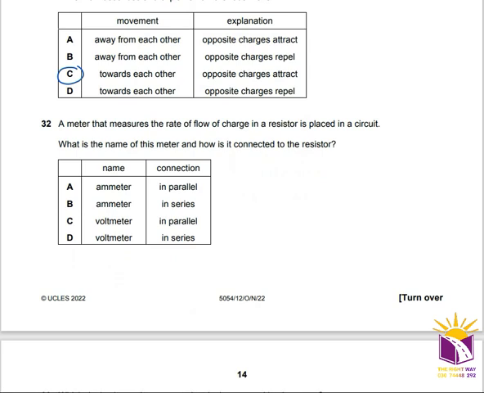A meter that measures the rate of flow of charge in a resistor is placed in a circuit. What is the name of this meter and how is it connected to the resistor? The rate of flow of charge is called current. For the measurement of current, we are going to use an ammeter. So ammeter is the right option, and we know that an ammeter is always connected in series. So B is the right option.